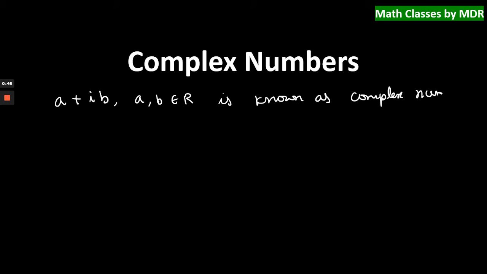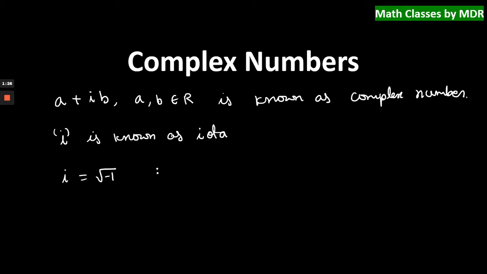Where i is known as iota, and i is equal to root minus 1. So whenever you come across numbers which have square roots of negative numbers, they are known as complex numbers basically, and we take i as root minus 1 and we represent those numbers in this form a plus ib, where a and b are real numbers, right?